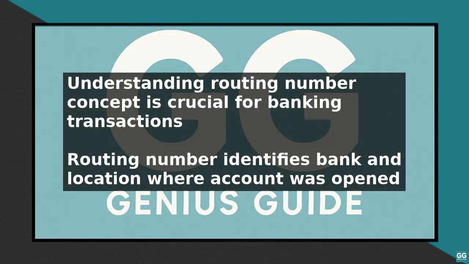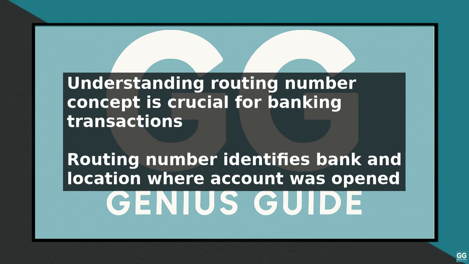To use your Fifth Third Bank routing number, start by understanding what a routing number is. A routing number is a 9-digit code that identifies the bank and location where your account was opened. Fifth Third Bank has several routing numbers depending on the state where your account was opened.